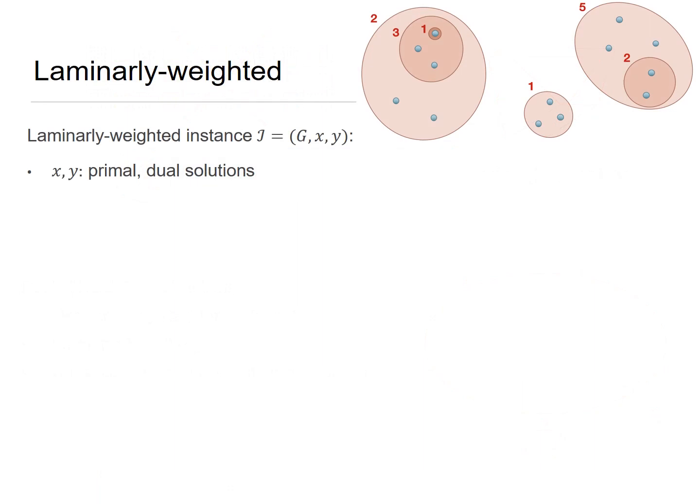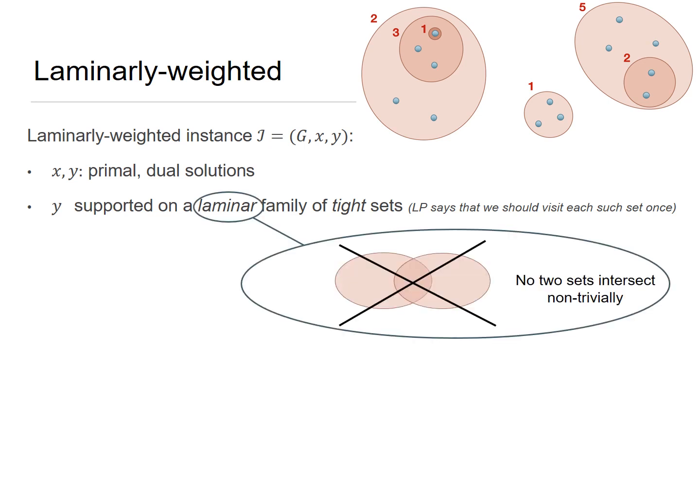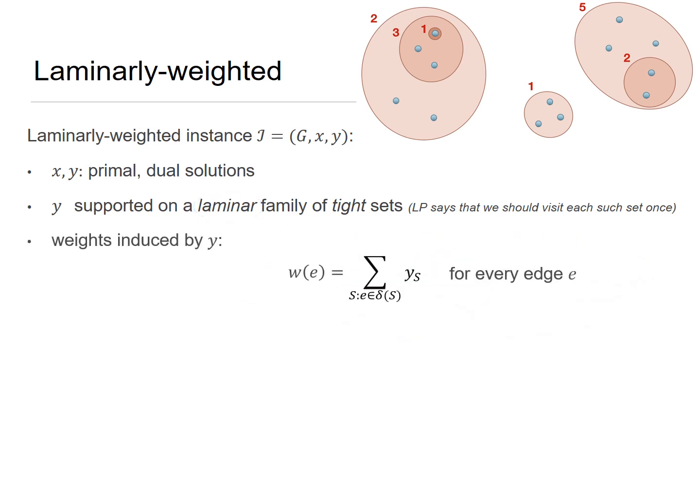Okay, so you get the graph, and you get the primal and the dual solution, and the dual solution looks really like in the picture. Okay, so it's supported on a laminar family of tight sets. The laminar family means that it looks really nice, so there are no two sets that intersect non-trivially. Okay? And tight means that the LP tells us, okay, you should probably visit this set once, at least if you wanted the 1 approximation. And the weights are not arbitrary.